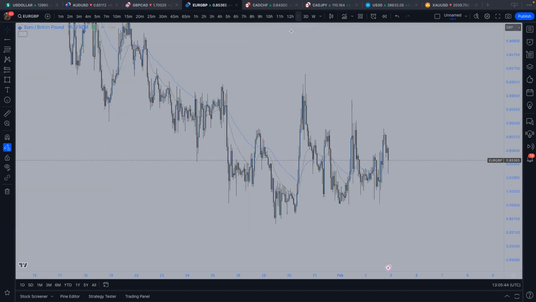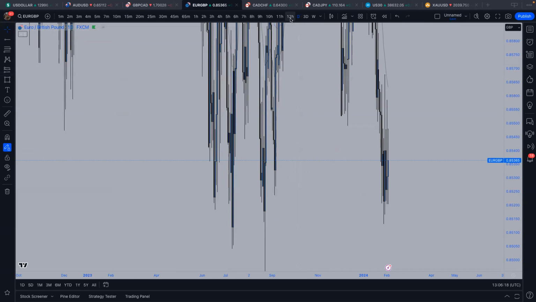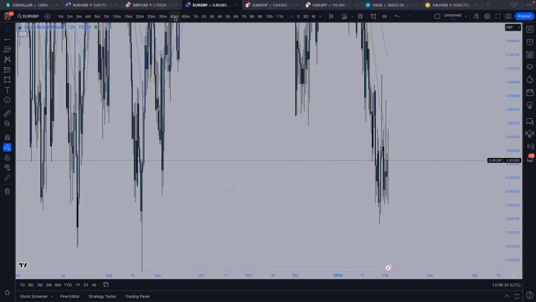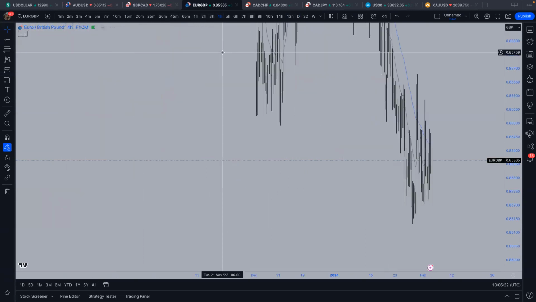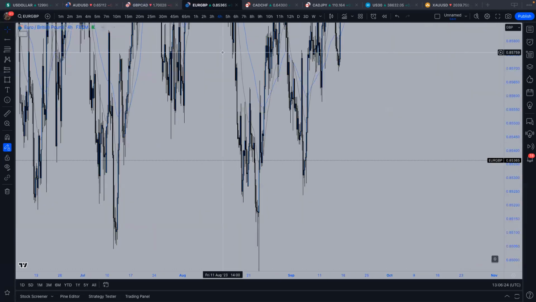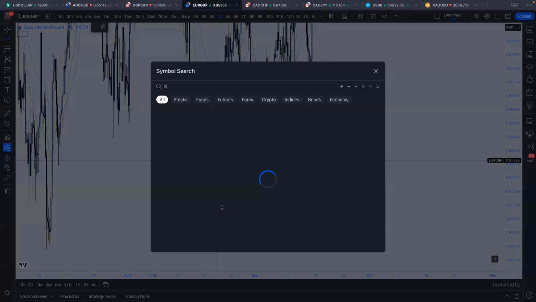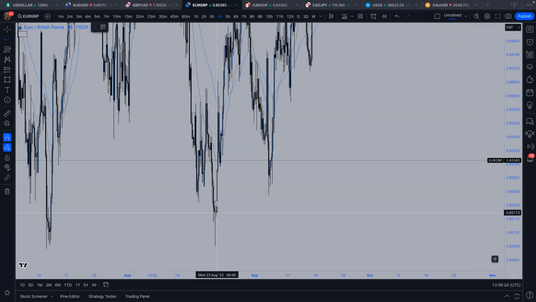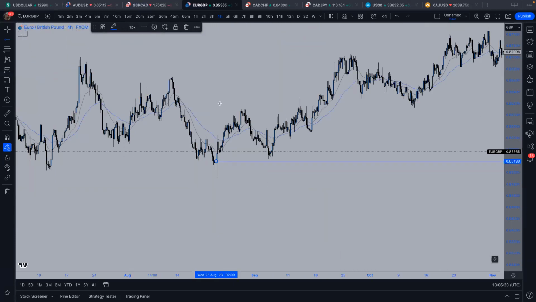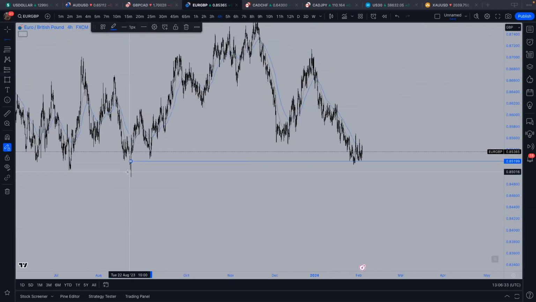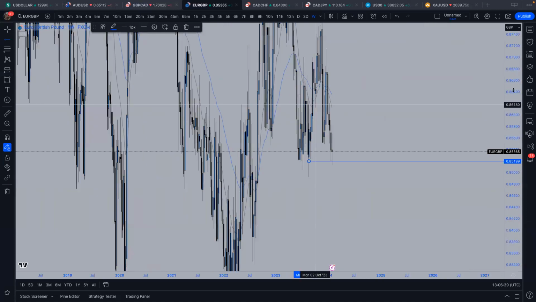Euro pound, we've been bearish and we did finally trade into a 4-hour zone, which I've literally been looking up for God knows how long. We had a massive, massive run, and we are now finally coming down into this zone. Let's go on a weekly.